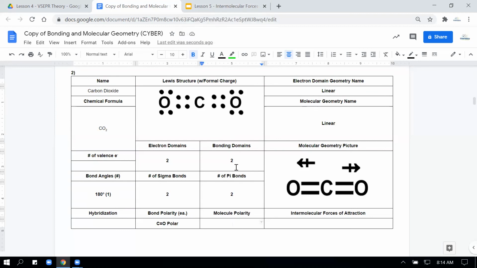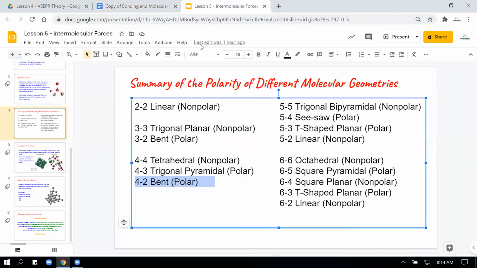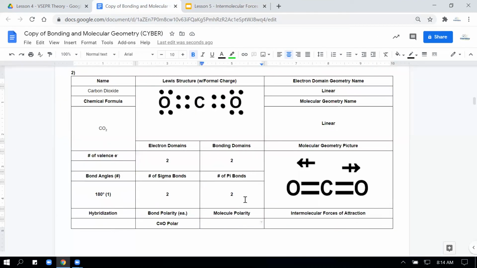If we go back to our chart for 2-2, where we have linear. So 2-2 linear is this first example right up here, where we have non-polar. So in this case, we're going to list the molecule name or formula, CO2. However, because we have something that is non-polar, we have LDF, and that's the only thing that we're going to write down for non-polar molecules, LDF only.